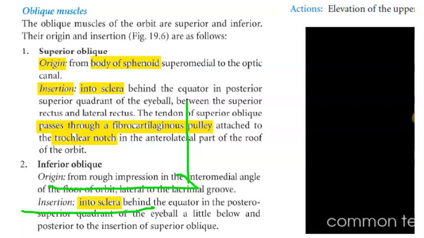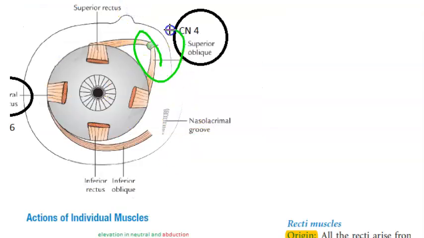Everything is inserting into sclera. From where is it arising? You can just check it. From floor of orbit, you can see. Here you can see superior oblique, its pulley system, and inferior oblique is here.